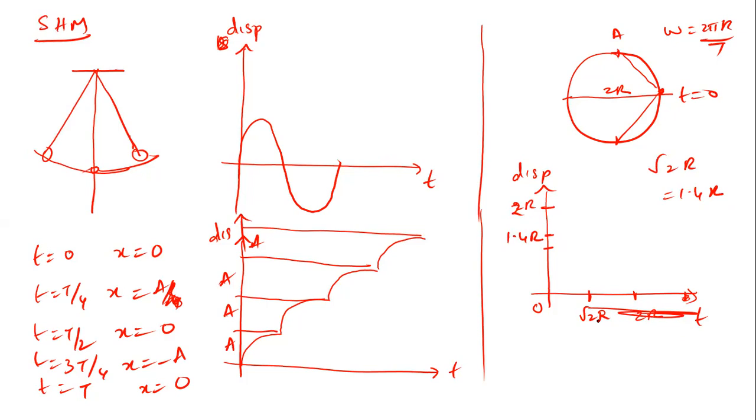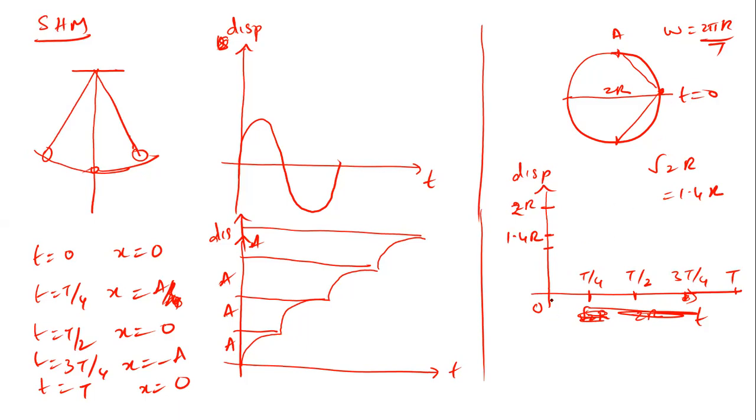And now what is it that we need? Time coordinate should be 0. This should be my T by 4. This should be my T by 2. This is my 3T by 4. And then this should be my T. These are the time coordinates. I'll draw an axis here. Okay, let it be like this.